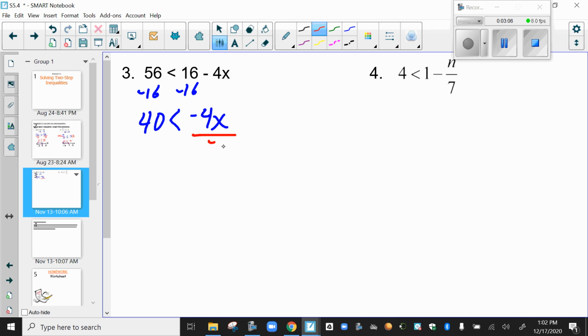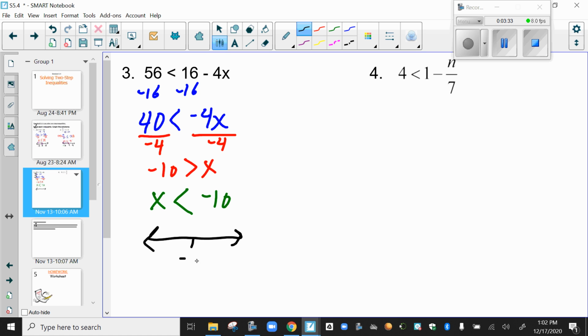Then I'm going to go grab that. I'm going to divide by negative 4. That's going to flip my sign. So now I have negative 10 is greater than x. And then I'm going to move them again. So I'm going to bring x, let's see this in green, I'm going to bring x over here. Negative 10 over here. And I'm going to flip my sign. So remember, if your sign is pointing to x, it's going to still be pointing to x. I have x is less than negative 10.